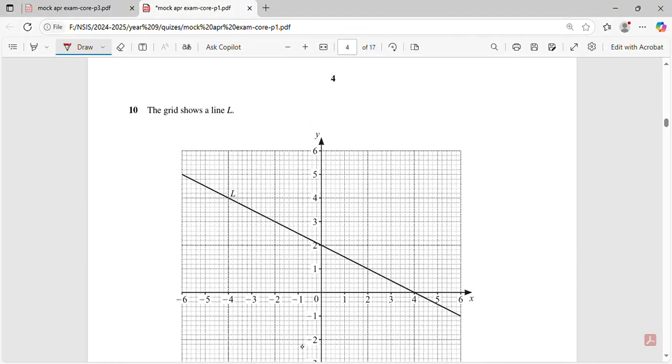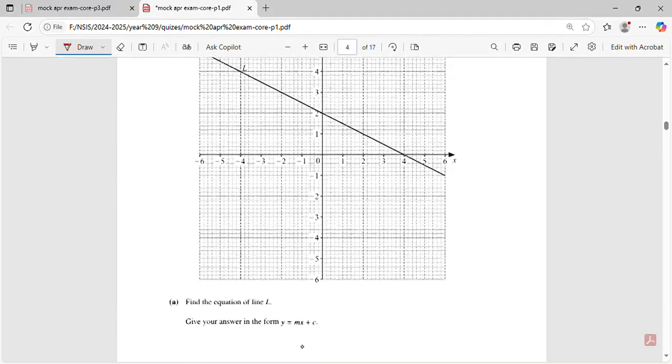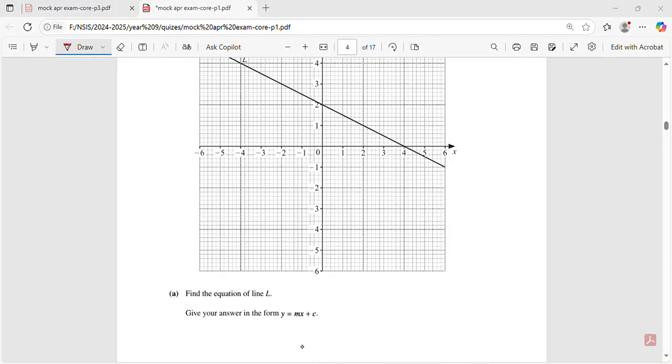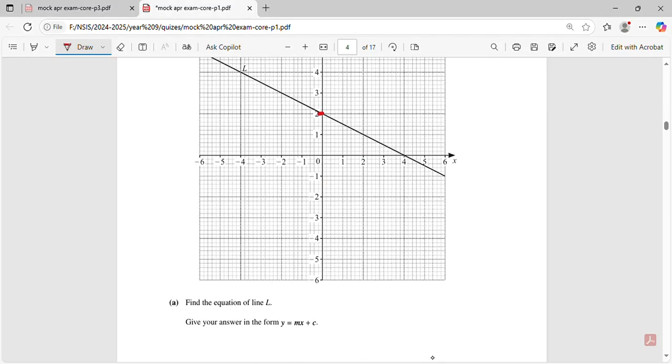Now here for this line, he asks you to find the equation of the line L, and as you can see, give your answer in the form y equals mx plus c. So he asked me to know the equation. The first thing I need to know about the equation is the y-intercept, which is 2. So the value of c will be 2. Now I have to look at m.